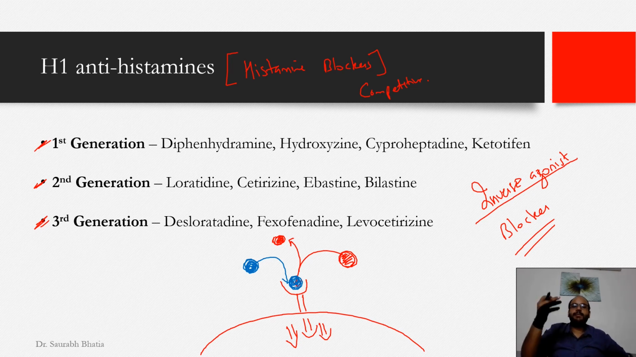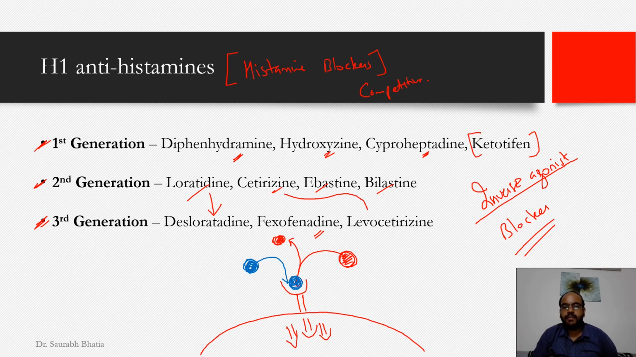So the H1 antihistamine has been divided into first generation, second generation, third generation. First generation include diphenhydramine, hydroxyzine, cyproheptadine, and ketotifen, which has a somewhat mast cell stabilizing action. Second generation include loratadine, cetirizine, ebastine, bilastine. And third generation include, from loratadine we get desloratadine. From terfenadine, which is now banned because of cardiac issues, we get fexofenadine as third generation, and from cetirizine we get levocetirizine.